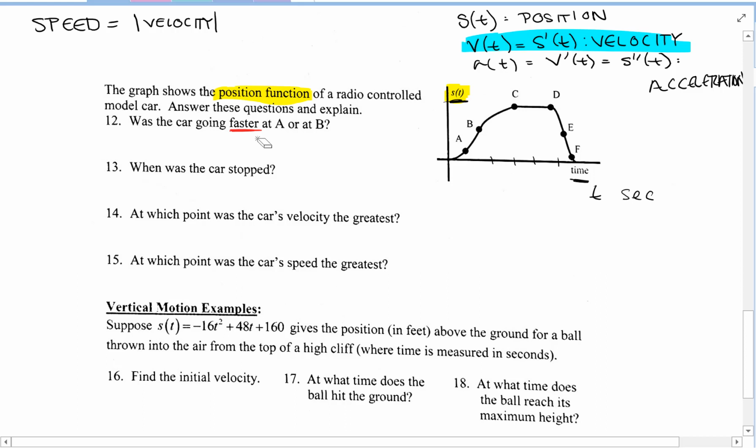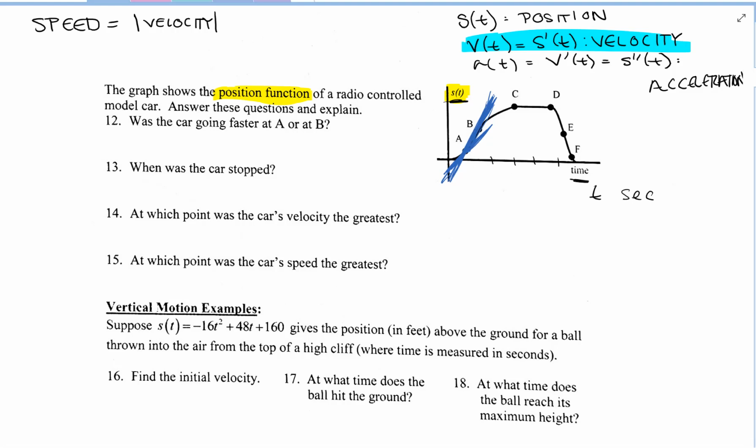What is the derivative at A and B, and when is the absolute value of that derivative the greatest? So the derivative at A appears to be this. The derivative at B appears to be steeper. So the derivative at B is greater, meaning the velocity at point B is greater, meaning the speed at point B is greater than point A.